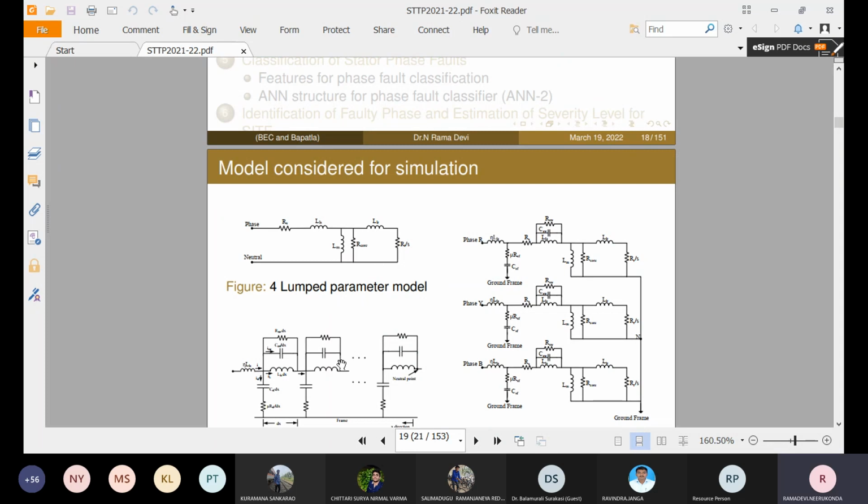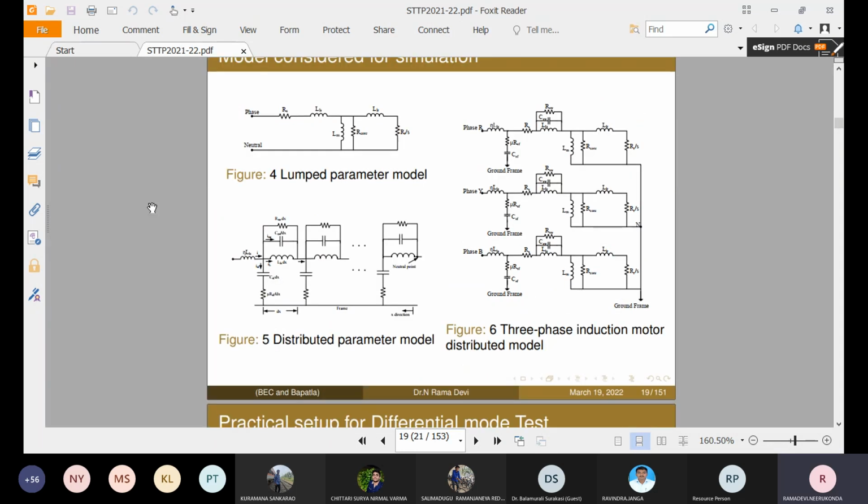Whenever we require the transient operations of the motor to be analyzed, we require a distributed parameter model. Generally this distributed parameter model is used for the medium to high frequency range of analysis of AC motors. So whenever we require the behavior of the motor under transient conditions, we require the medium to high frequency models.